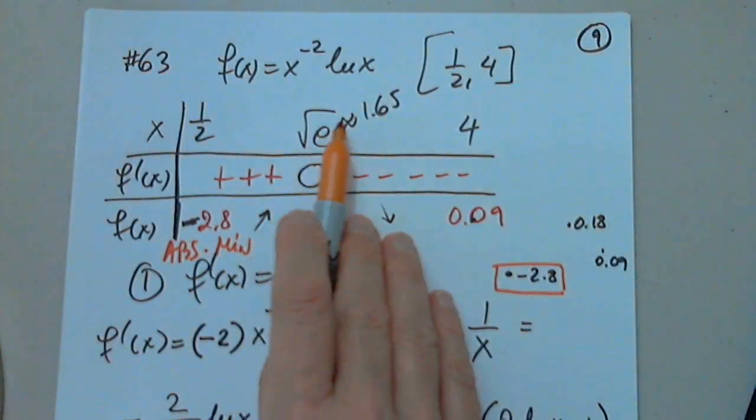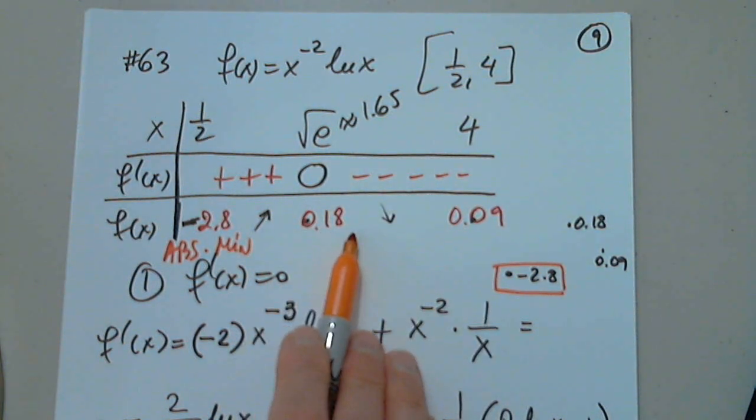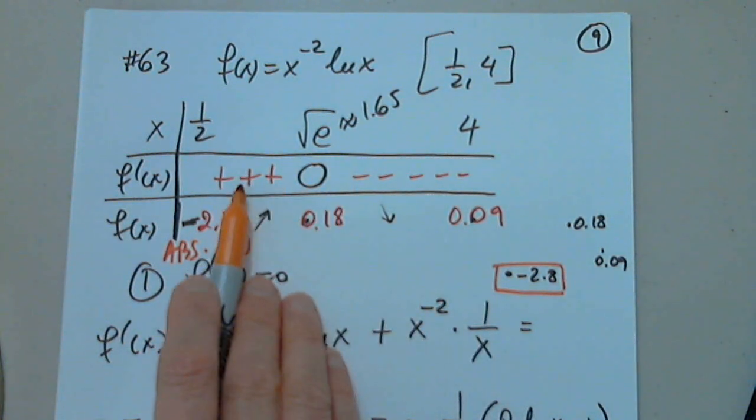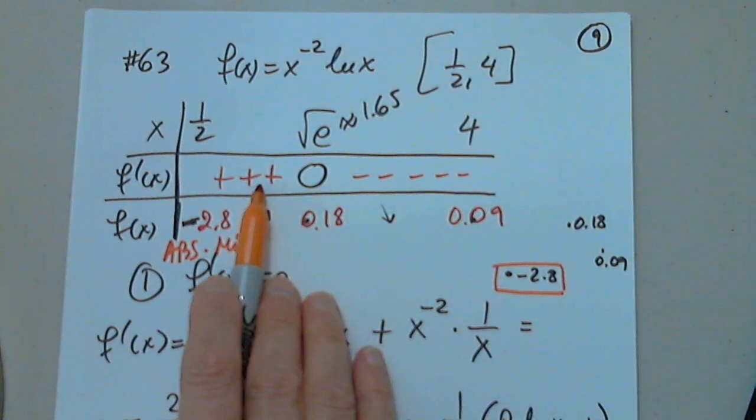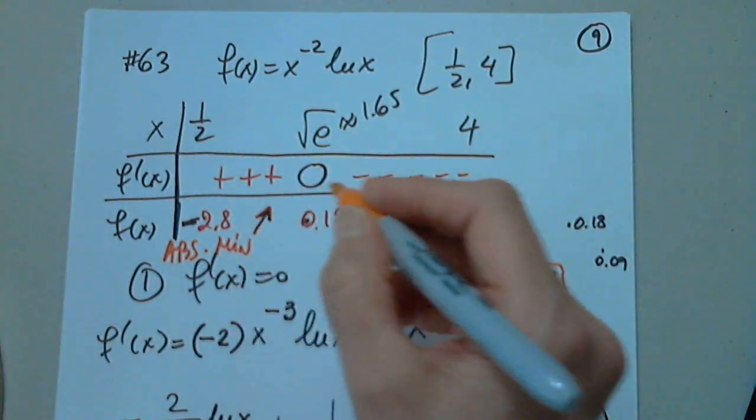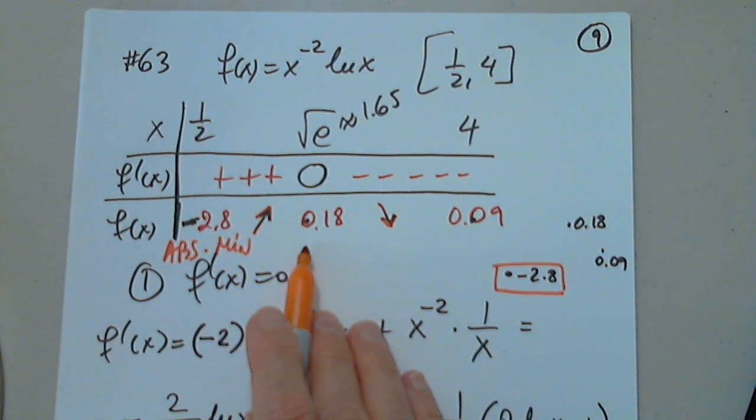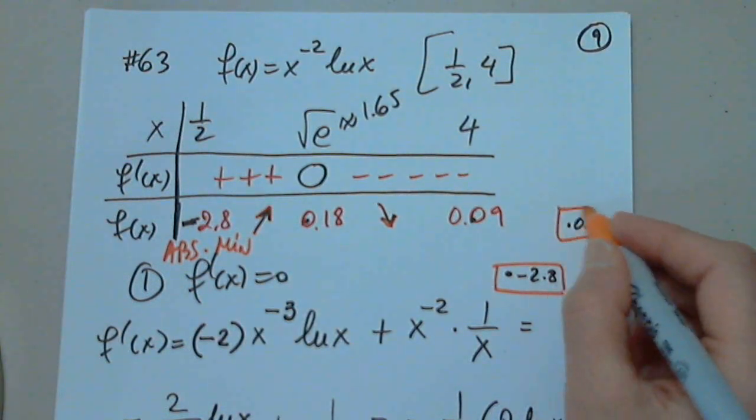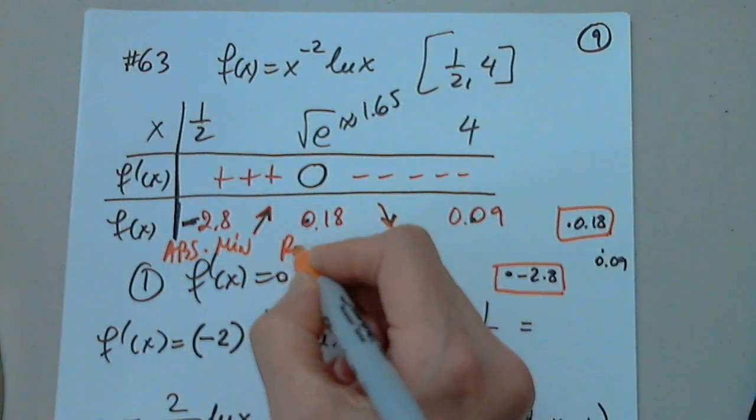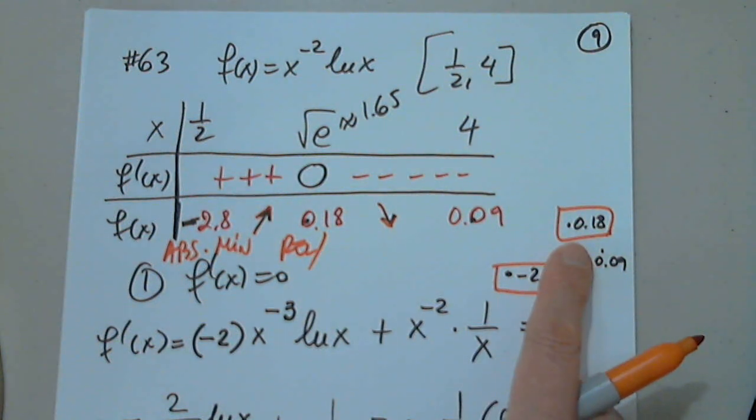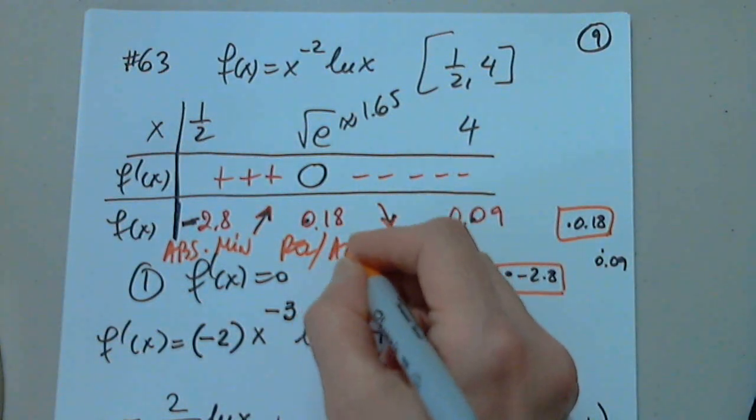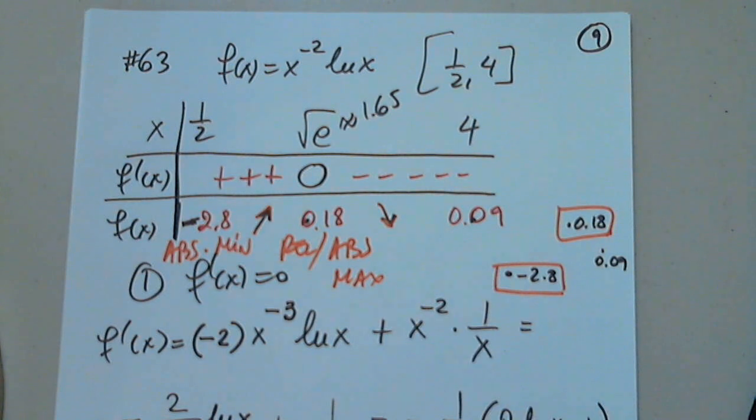What type of point is 1.65, comma, 0.18? Keeping in mind that the derivative changes sign in this way, and you can also see it in my arrows. The relative max? Yes, and also? Absolute? Yes. Max? Yes. Perfect.